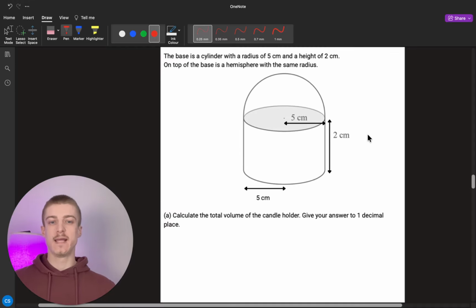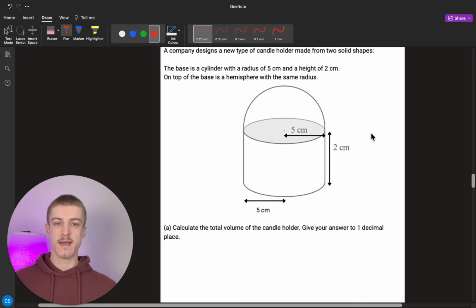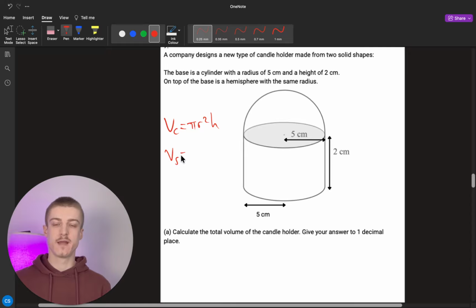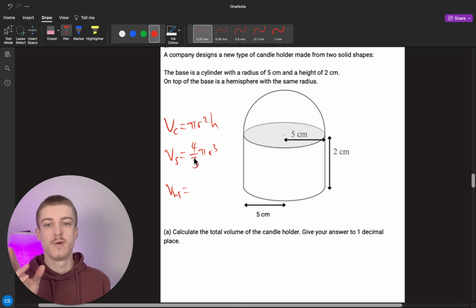Now the volume of a sphere is 4 by 3 pi r cubed, but we have a hemisphere here. A hemisphere is half a sphere, right? So we're going to halve this equation. If we multiply this equation by a half, that is going to become 4 over 6, which is 2 over 3, or we can just divide that 4 by 2. So 2 by 3 pi r cubed is the volume for our hemisphere.